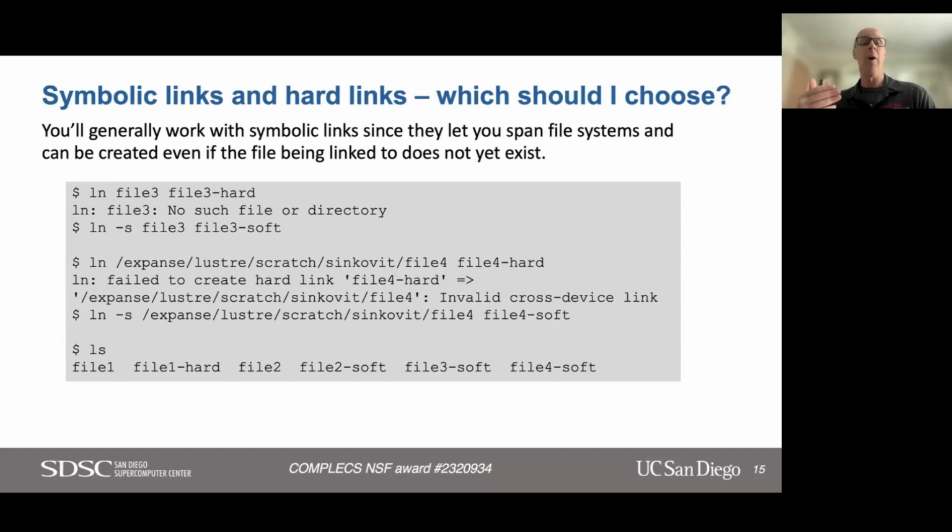Now in the second example, I'm trying to create a hard link across file systems. Let's say I'm currently in my home directory and I'm trying to create a link to a file that exists in Expanse, lustre, scratch, Sinkovits, my username, file4. We'll see that I am not allowed to do that, and I get the error, invalid cross-device link. If I try doing the same thing with a symbolic link or a soft link, you'll see that there are no errors and it actually worked. And now when I execute ls, I will see the hard links that I was able to create and all of the soft links.